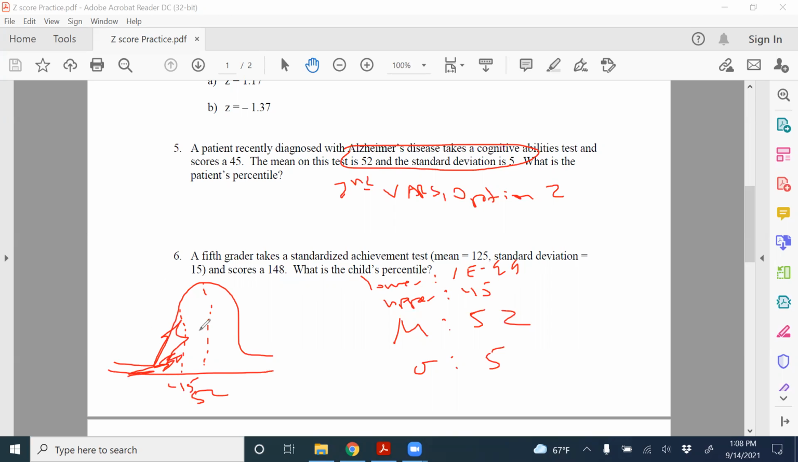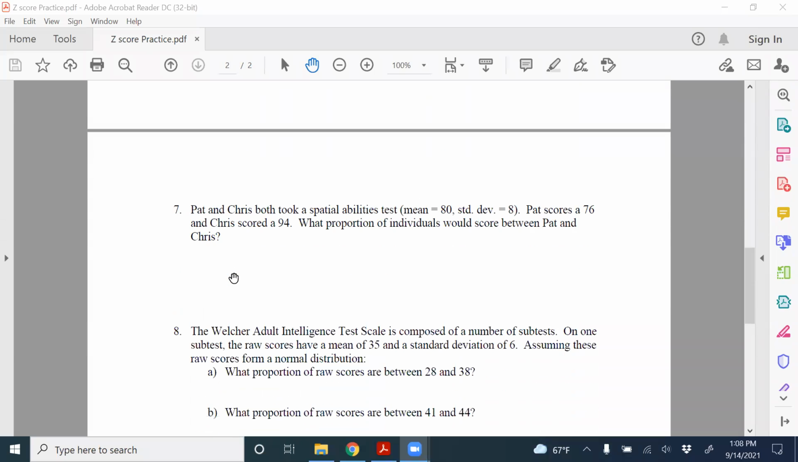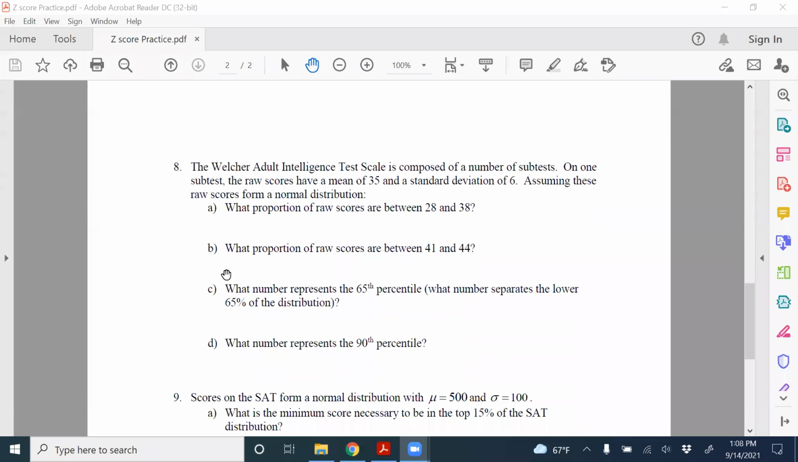And so you take the same approach for number 6. Looking at 7, obviously you can make Pat the lower, Chris the upper, and work that out. If you look at 8, you have the mean and standard deviation, 35 and 6. You can make 28 the lower, 38 the upper. That should be intuitive. Likewise for B. Now, what number represents the 65th percentile, the 9th percentile?